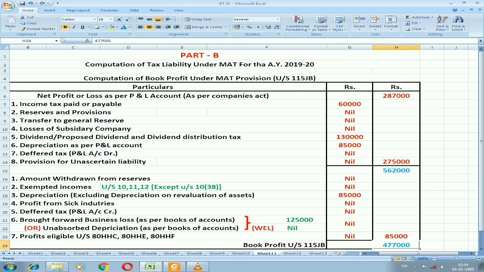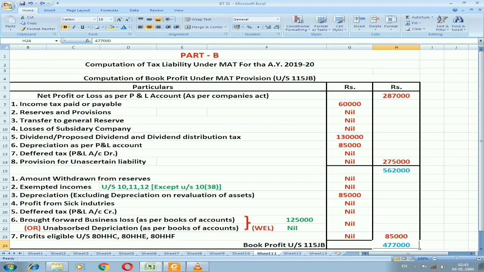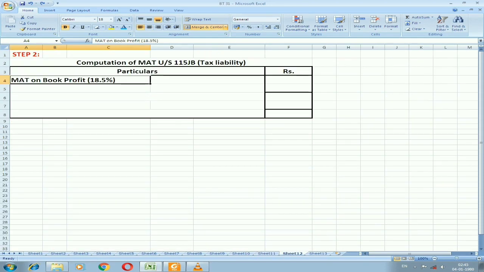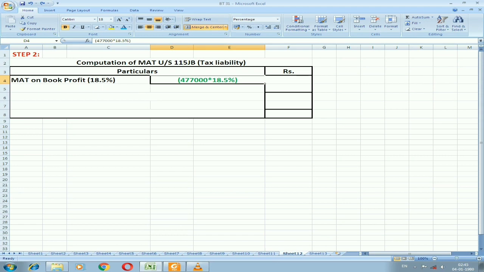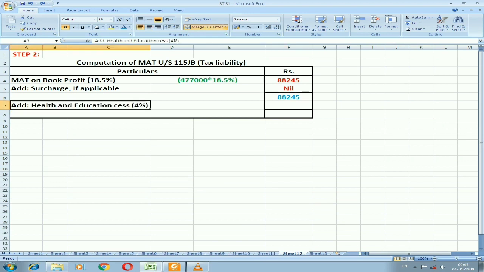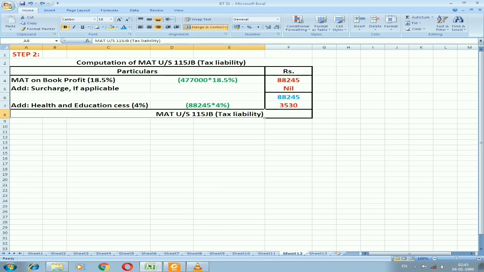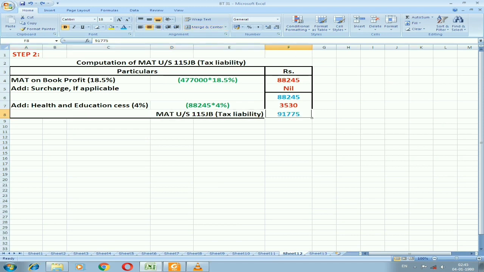Let us start with the second step, which is calculation of tax liability under MAT. So we are supposed to take 18.5% on the book profit what we got, that is 4,77,000 into 18.5%. So we'll get an amount of rupees 88,245. Then we need to add surcharge. Book profit doesn't exceed 1 crore, so it will be nil. Then we need to add health and education cess 4% on the tax. We'll get an amount of rupees 3,530. By adding it, we'll get a tax liability under MAT 91,775.